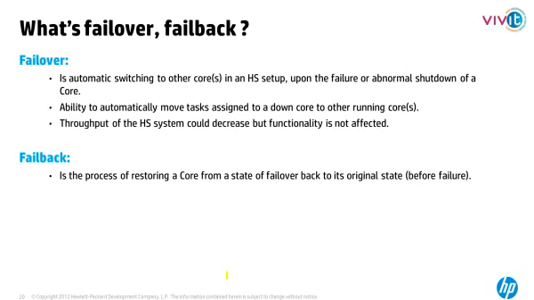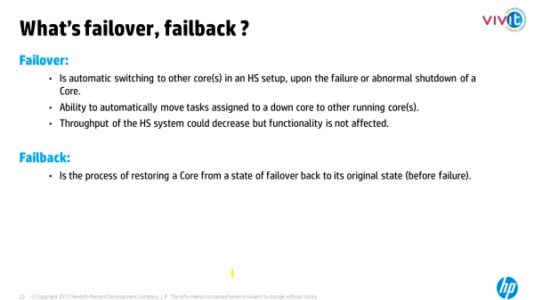What are the implications on the HS system? The throughput of the HS system could go down because we lost one core, but the functionality is not affected. Previously, if the 3 cores are running, let's say the group task was taking 5 hours to complete. With 1 core down, it may take 7 hours. So the throughput will be down, but the functionality is not affected. That's one of the goals of the failover.